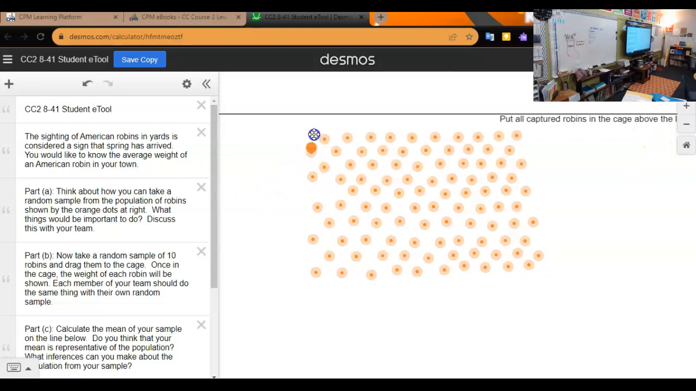In the cage above the line, so you'll drag them up, and once you drag it across the line, you'll be able to see its mass. Its weight, but really technically its mass. So you're going to document 10 of these, and then you're going to calculate the mean. What's the mean? What's another word for it? Anyone? Average. Average, right? So you're going to capture 10 robins. Better than crows. Crows remember people. They are mean. You're going to capture 10 robins and find the average of them.